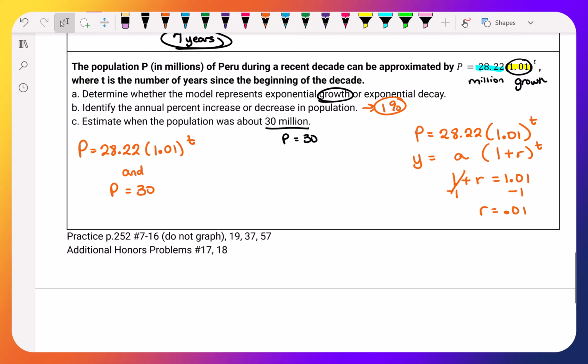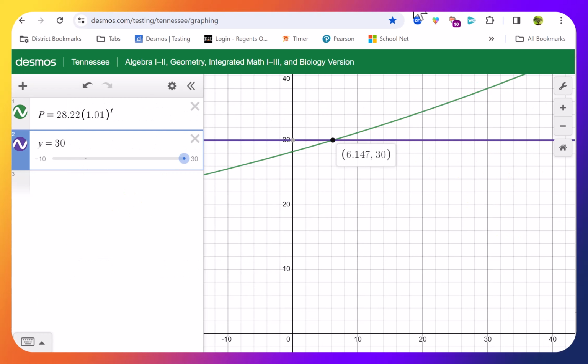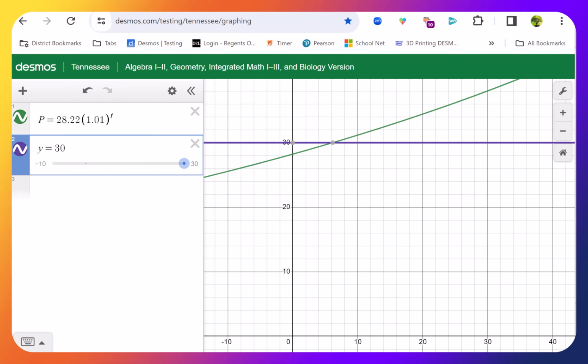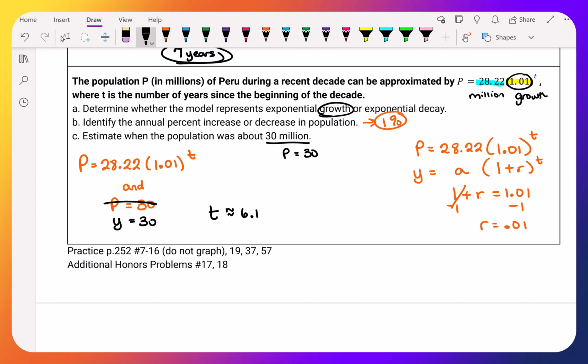So we're going to write that down one more time. 6.147. We just had to change that into y equals 30. So the time is approximately 6.147, so a little after 6 years, and that is it.